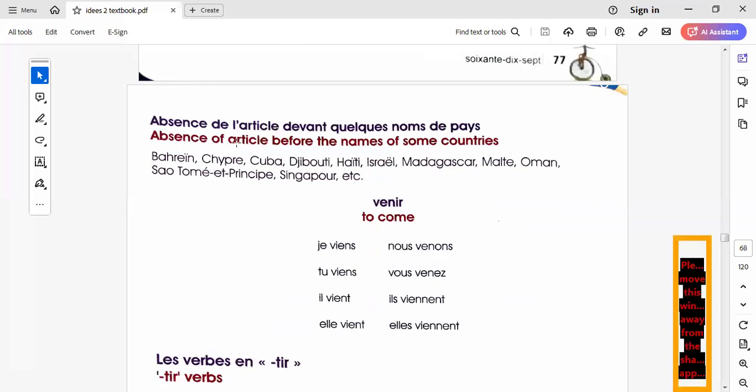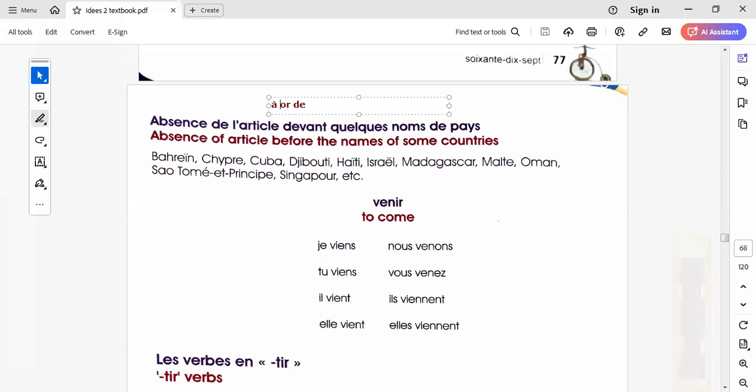Now, absence of articles before the names of some countries. These are the countries where we use only prepositions. We only use either à or de. À means going to, into, or at. De means of or from. And with these countries, the above prepositions we will not use, only à or de will be used.